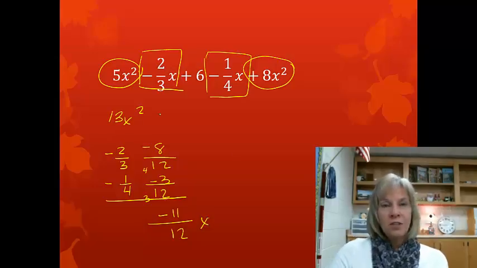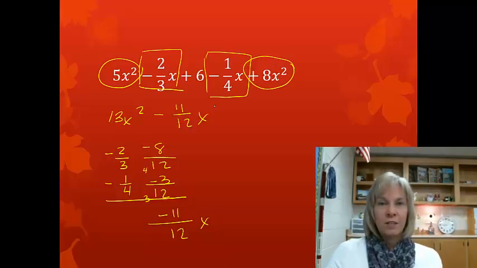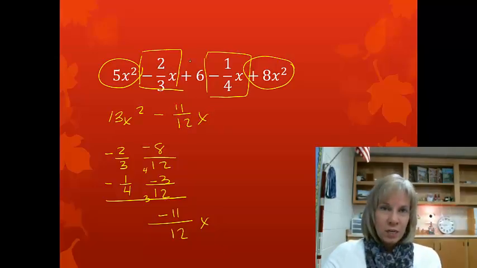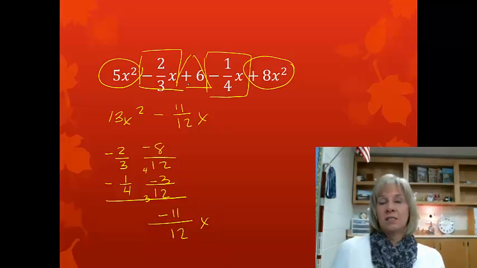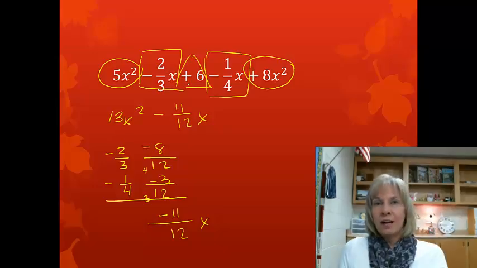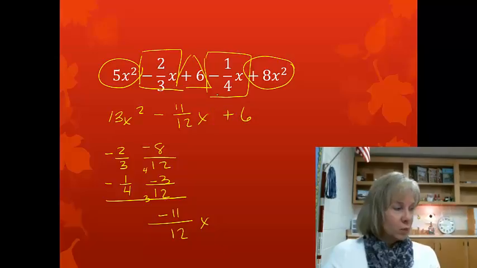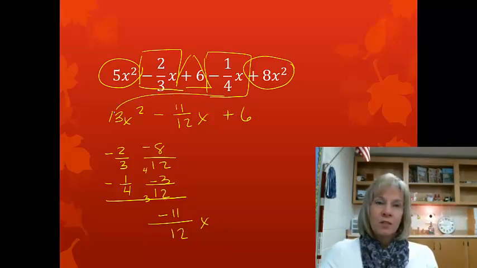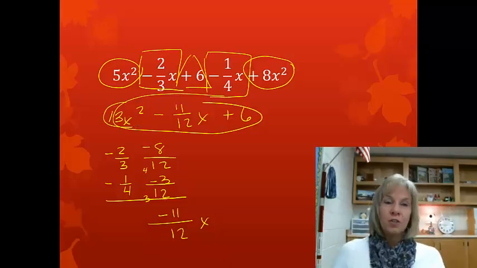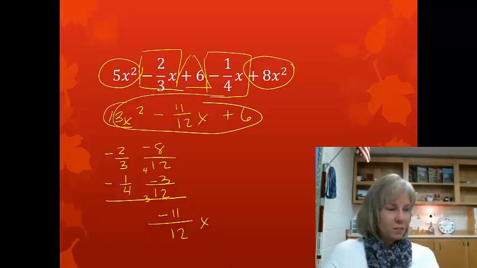So 13x squared minus 11/12 x. Now, I had this one last one here, plus 6. There's nothing else to add 6 to. There's no other number without any variables. So it's by itself, and we'll add that on the end of our problem. So 13x squared minus 11/12 x plus 6.